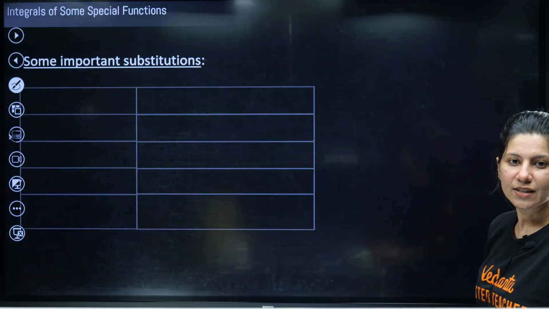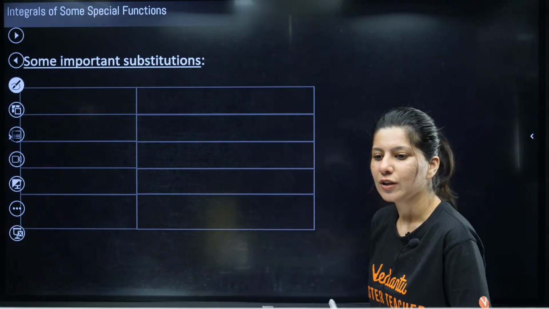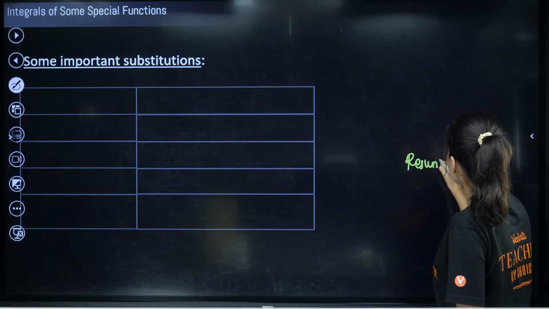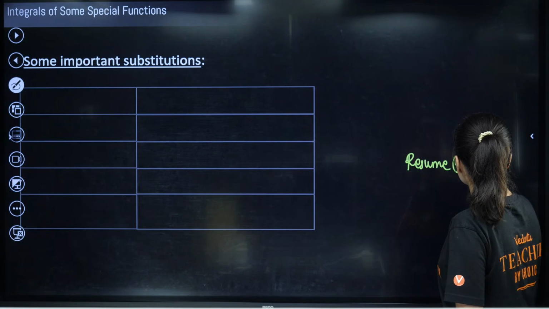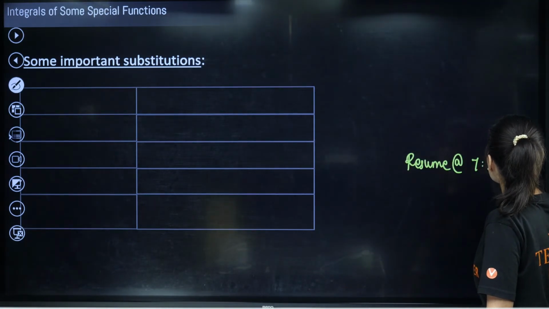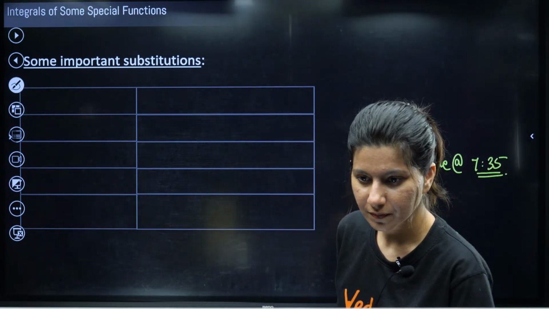Chalo. Let's do one thing. Let's take a quick 10 minutes break. Okay? So let's meet at 7:35. Let's meet at 7:35. Okay?